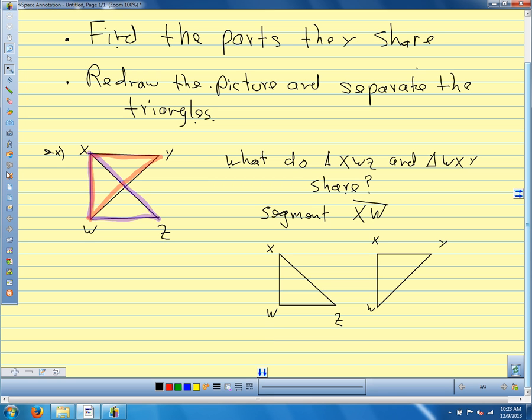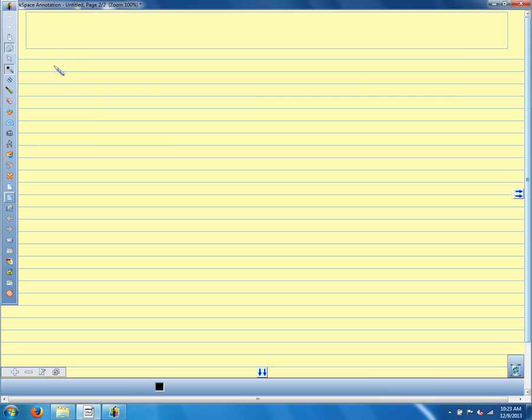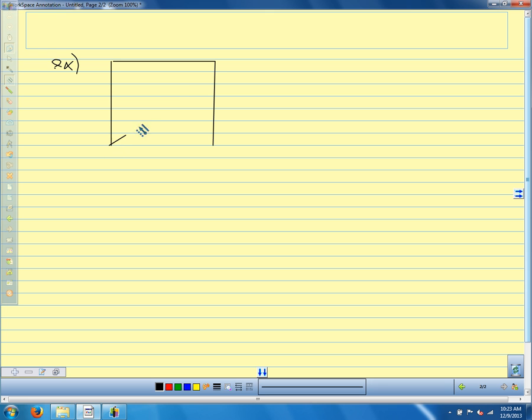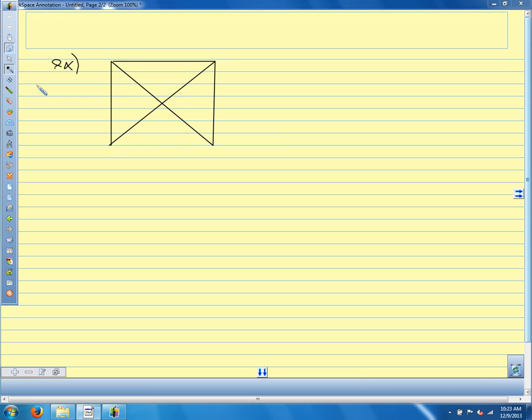Okay, so let's do an easy proof with a similar kind of figure, but we're going to do a proof that has to do with overlapping triangles. So here's our picture for this one. Kind of the same looking, same kind of shape, just pointed in a different direction. And we're going to call this STU.